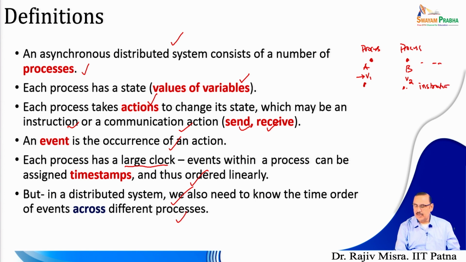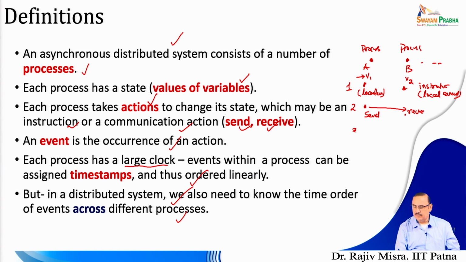If it is due to an instruction, that is called a local event. This is event number 1. The other type of event is when process A sends a message, which is called a send event, and process B receives the message, which is a receive event.